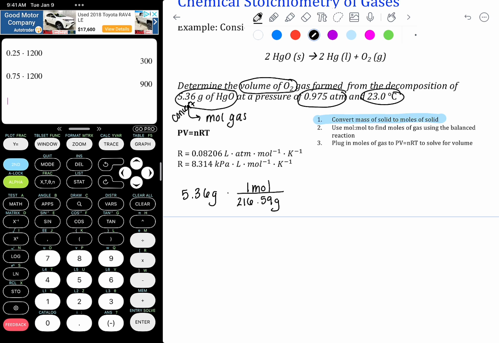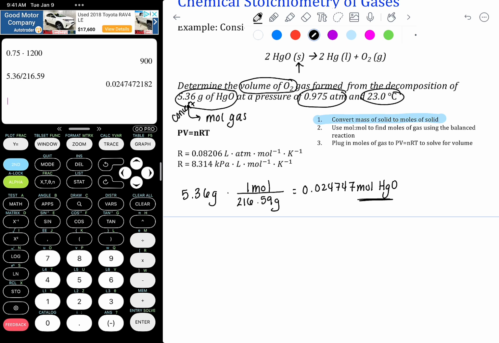So we'll take 5.36, and divide it by 216.59. Okay, we get 0.02477 moles of HgO. I can't use this value in PV equals nRT because HgO is a solid. The only thing that I can plug into PV equals nRT is the mole value of a gas.